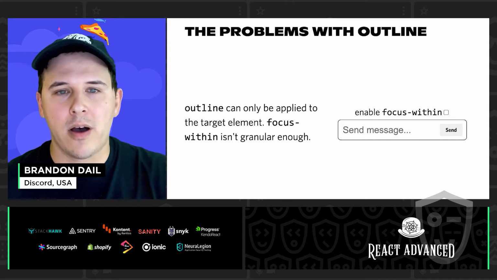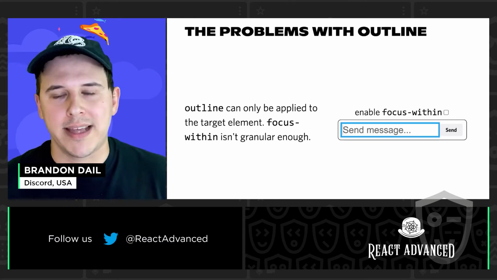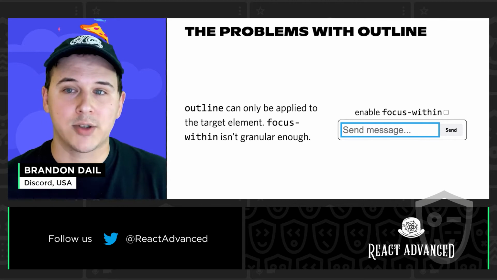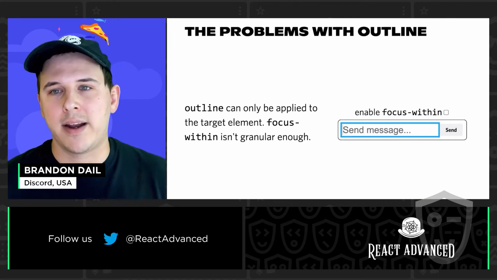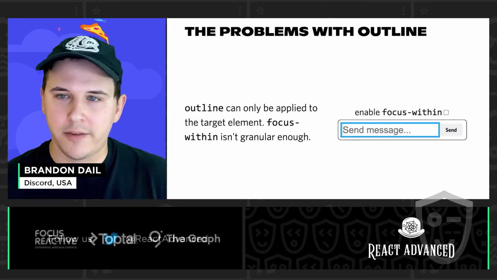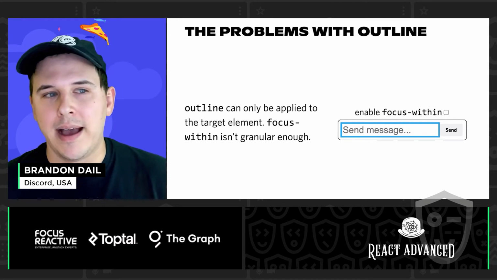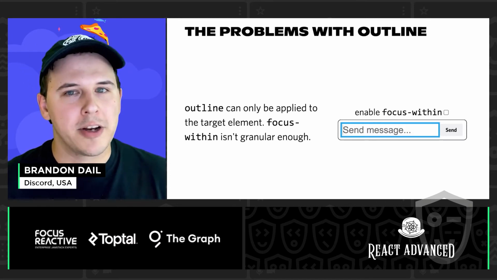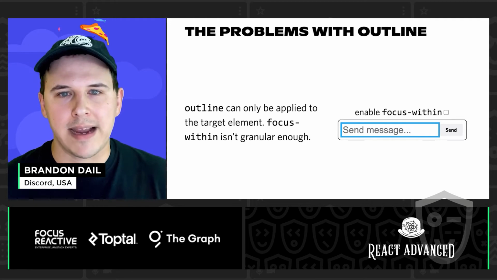And ideally what we want is when I focus this input, we don't want that focus ring to be applied to the actual input. We want it to be applied on that container with the black border. And if you look at Discord, this is what we do. But with CSS and the outline property, there isn't really a good way to do that right now.